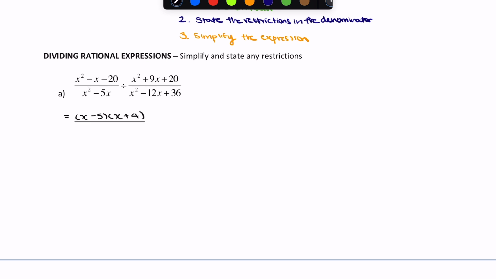In the denominator, we can factor out an x. We'll be left with x minus 5. And then two simple trinomials here. You can simplify as x plus 5, x plus 4, and divided by x minus 6 squared, as that's a perfect square trinomial.